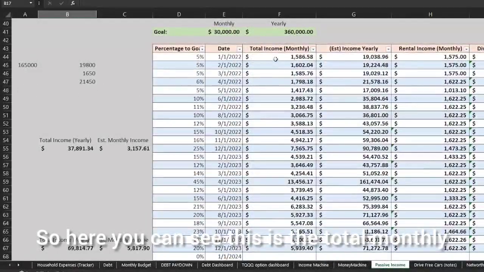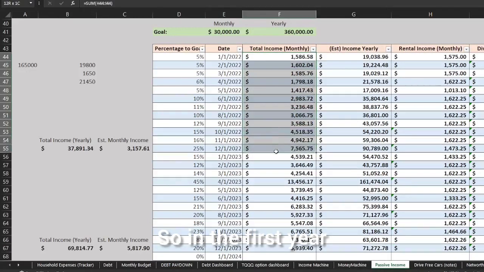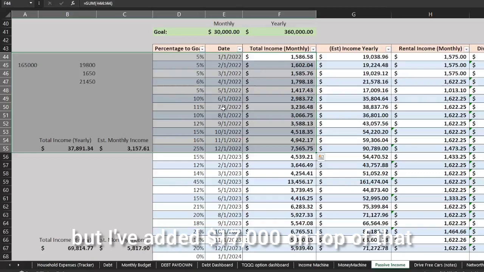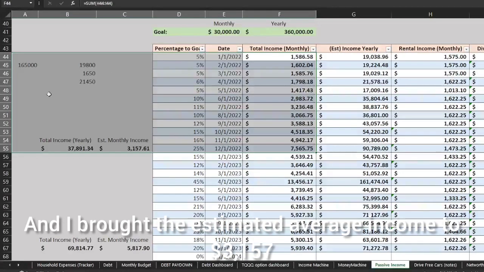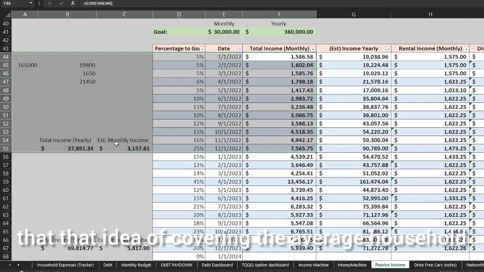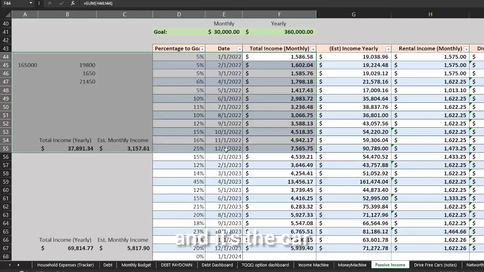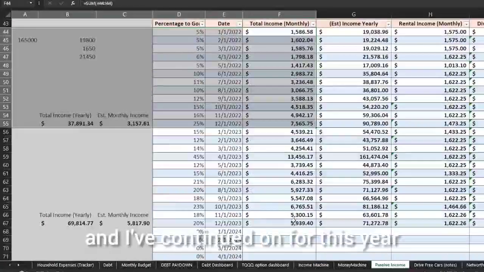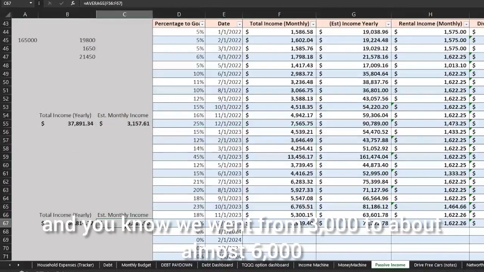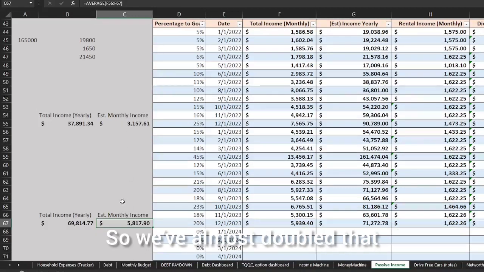So here you can see this is the total monthly income coming in. In the first year, typically with my rental unit, I was making a little under $2,000, but I've added $17,000 on top of that, or $18,000 on top of that, and I brought the estimated average income to $3,157. So we have already achieved, in the first year, that idea of covering the average household expenses for at least the house and the car, and I've continued on for this year, and we went from 3,000 to almost 6,000. So we've almost doubled that playing these.